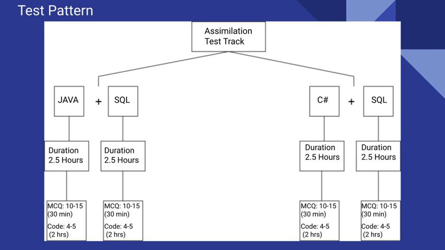Okay, so now the test pattern looks like this. We know that assimilation test has 2 tracks, that is Java and SQL and C# and SQL. The information mentioned below is the same for every exam. For Java, the duration is 2.5 hours, for SQL 2.5 hours, for C# also 2.5 hours. In every test, whether it is Java or C# or SQL, you will have some questions from the MCQ part and some from the coding part. There will be 10 to 15 MCQ questions and 4 to 5 coding questions, and you will get 30 minutes to solve the MCQ and 2 hours to complete the coding questions. Okay, so this is the complete test pattern.